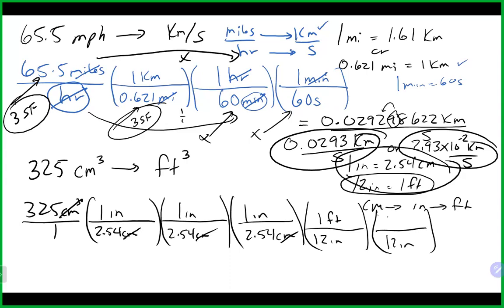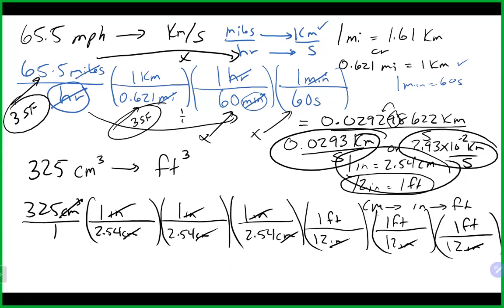12 inches on the bottom is 1 foot. Inches times inches times inches is cubic inches. That takes care of my inches times inches times inches. If I multiply it up on top there, that is feet times feet times feet, which is cubic feet, and that is what I'm looking for. So that's a big thing there.